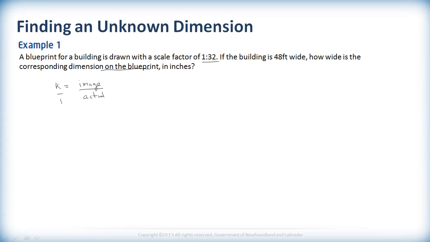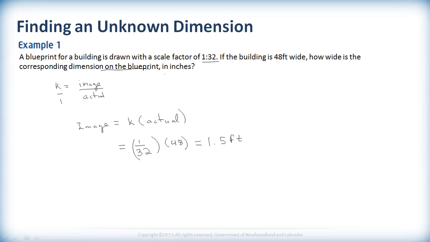So if we cross multiply this simple little equation here, what we get is our measurement on the image is just K multiplied by the actual. We don't usually work that out every time. We just sort of assume that that's common knowledge. So if you want to remember it that way. Okay, so our scale factor was 1 to 32, or 1 over 32, which is a more practical way to use it. And the building is 48 feet wide, so we've got 48 here. What are we going to get on the blueprint? So 1 over 32 times 48 is going to be a nice number to work out because it's exactly 1.5. So we've got 1.5 feet on the blueprint.